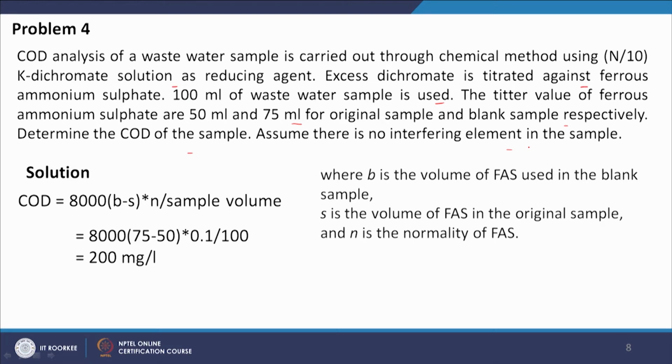So, this is a problem of COD analysis, and for this we have the formula COD is equal to 8000 into (B minus S) into N divided by sample volume. So, here B is the volume of FAS used in the blank sample, as provided here 75 ml, and S is the volume of FAS in the original sample, and N is the normality of the FAS. So, here 75 minus 50 and normality is given N by 10, 0.1, divided by sample volume 100 ml. So, we are getting this equal to 200 mg per liter.